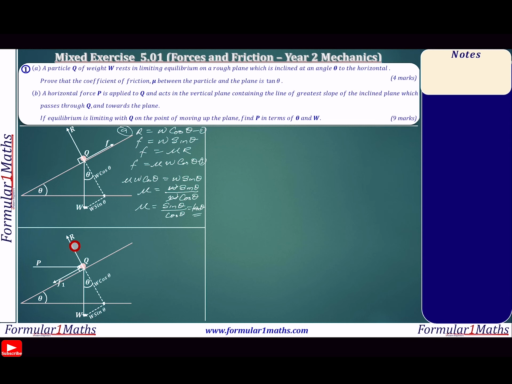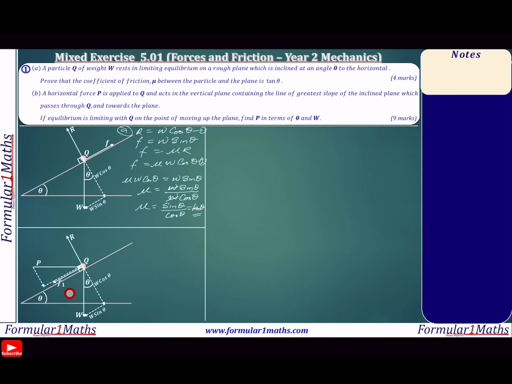The normal reaction is perpendicular to the plane, so we don't need to resolve that. The frictional force F1 is parallel to the plane, so we don't need to resolve that. So the two forces that we need to resolve are the weight W and the new force P. W has already been resolved, and we get W cos theta and W sin theta. Now we can resolve the horizontal force P as follows: perpendicular to the plane and parallel to the plane.